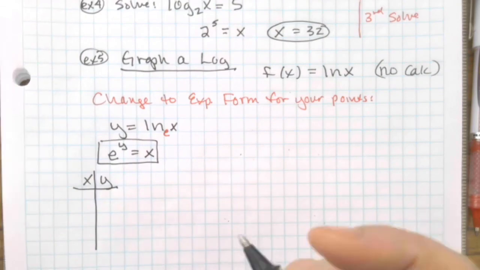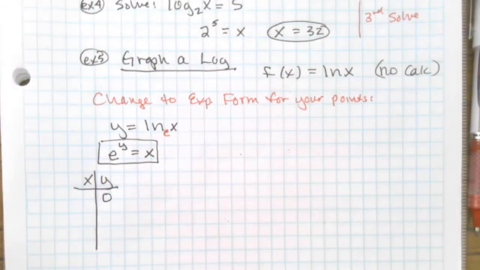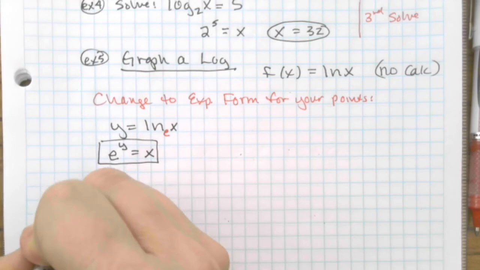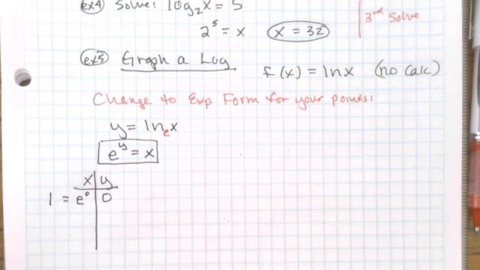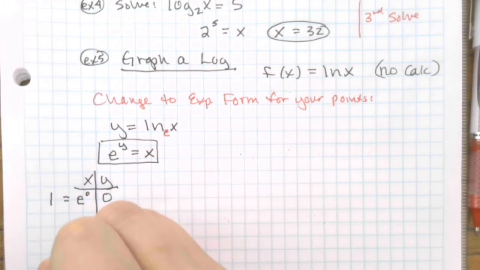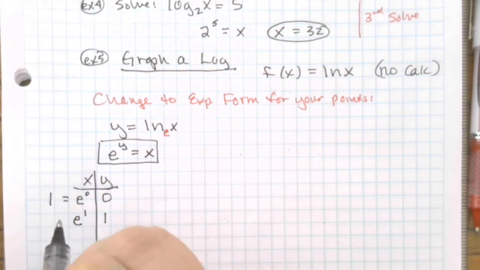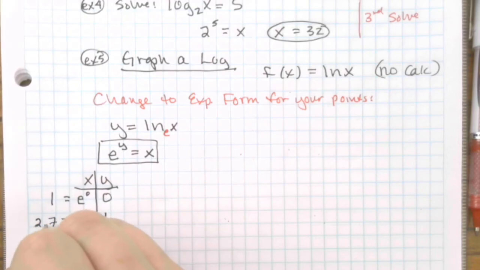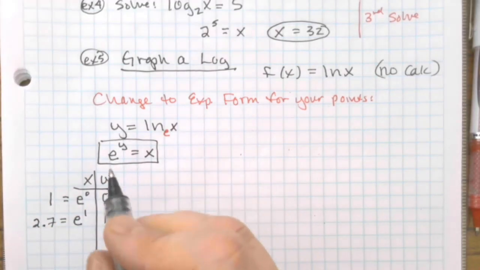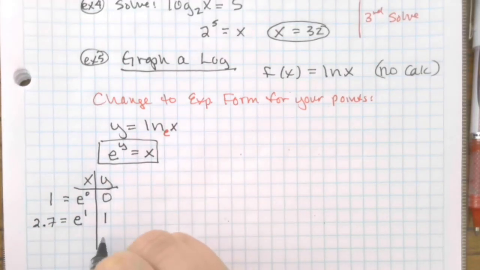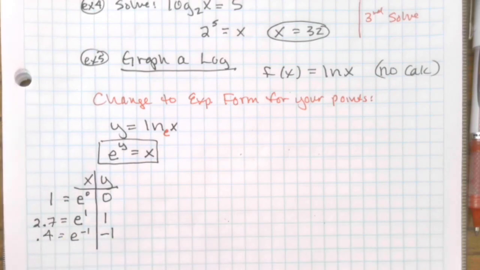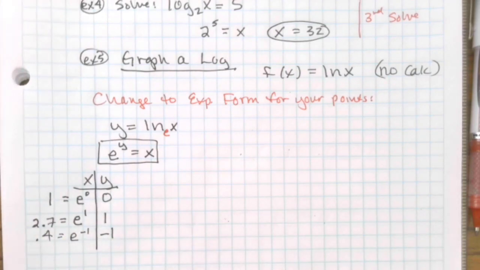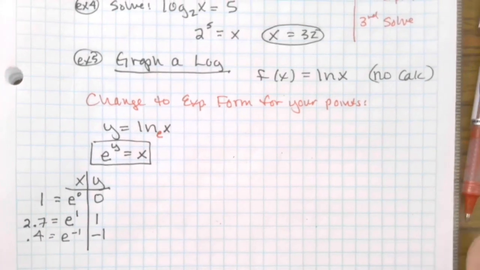So remember, if y is 0, then x is e to the 0. And we know from memorization, anything to the power of 0 is a 1. If y is 1, x is e to the 1, which is about 2.7. If y is negative 1, then x is e to the negative 1, which is 0.4. So we can still use our 3 memorized values. It's just that the calculation goes backwards.